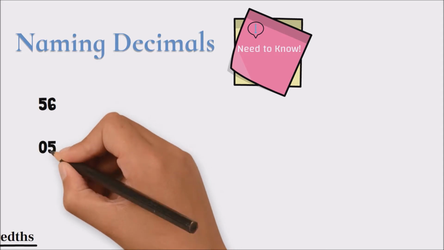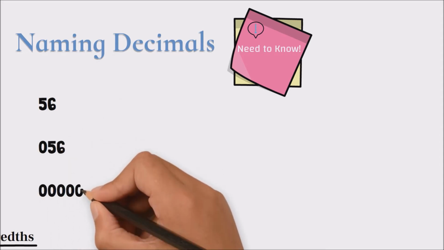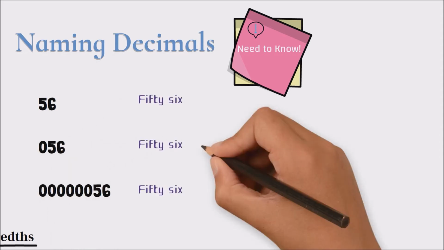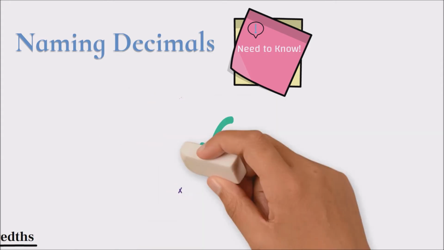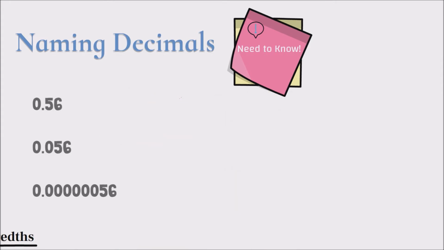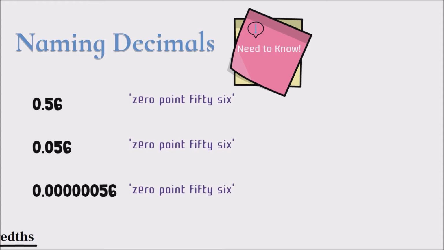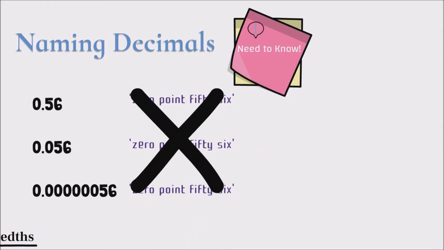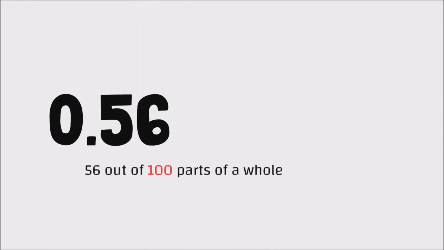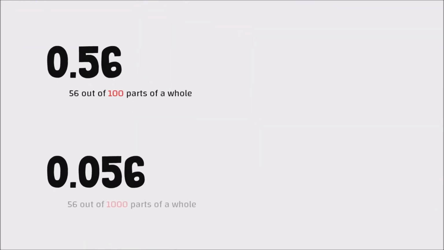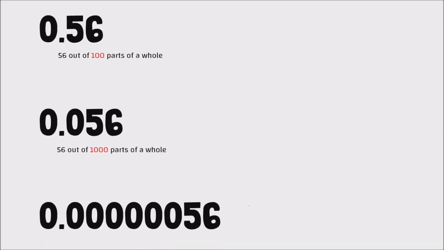Now let's take a look at these numbers. If we were to read them, they would all say the same thing, 56. This is because having zeros before a whole number doesn't change the value of the number. It's still 6 ones, 5 tens, 0 hundreds, 0 thousands, it doesn't matter. Now what about in decimal form? If we were to read these numbers as 0.56, that would be incorrect because these numbers are very different. 0.56 means we have 56 out of 100 spaces. 0.056 means it's 56 out of 1,000 and so on.